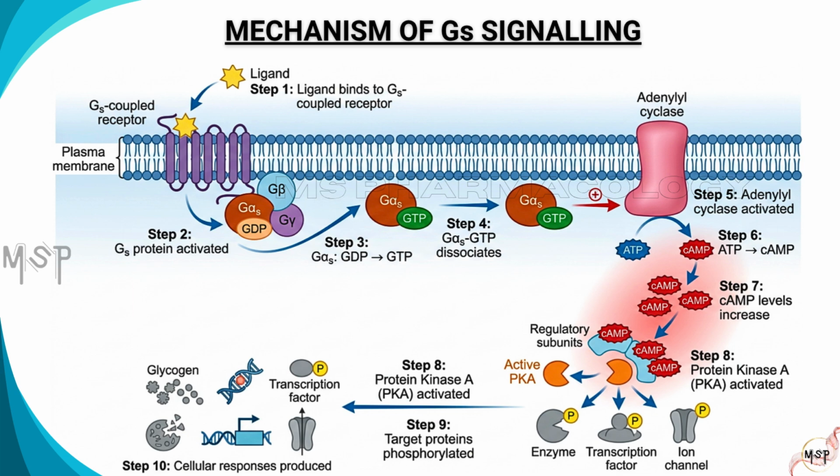As intracellular cyclic AMP levels rise, cyclic AMP binds to and activates protein kinase A, or PKA. Activated PKA then phosphorylates numerous target proteins throughout the cell, including metabolic enzymes, ion channels, structural proteins, and transcription factors. Through these phosphorylation events, PKA alters cellular metabolism, modifies ion channel activity, regulates gene expression, and changes overall cellular behavior.